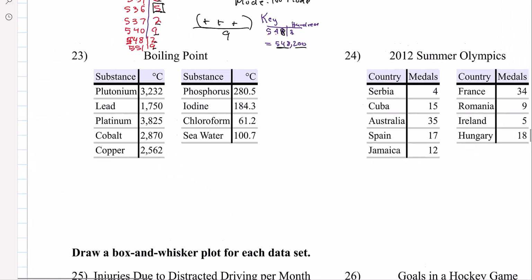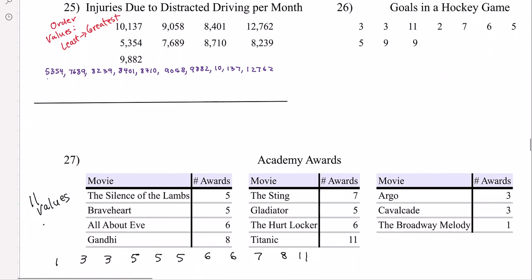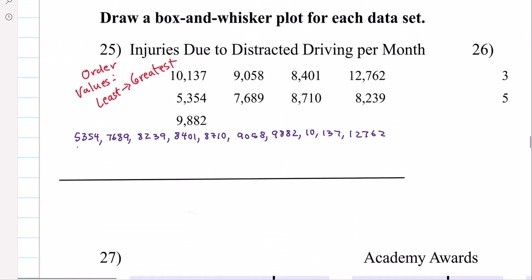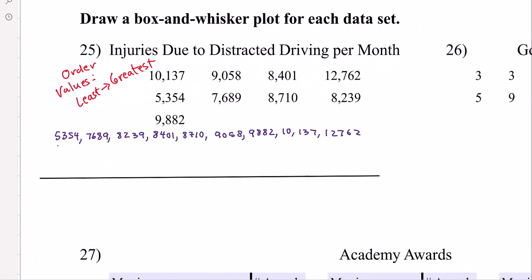All right, let's come down here, and we're going to draw a box and whisker plot. Okay, so first thing, you need to order the values from least to greatest. So that's what I did here, and I think I double checked. 1, 2, 3, 4, 5, 6, 7, 8, 9. All right, so we have our low number and our high number. So let me put commas.